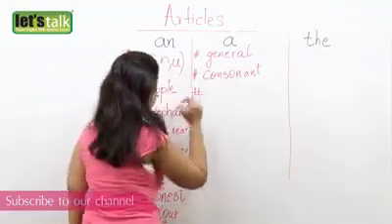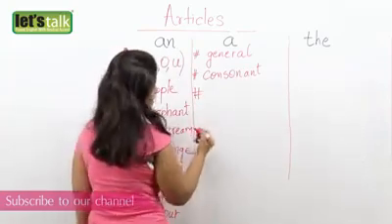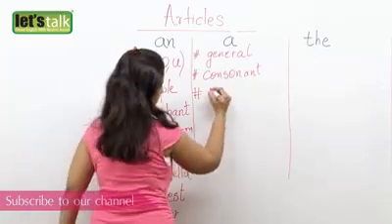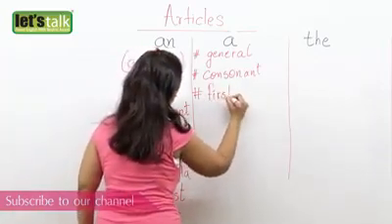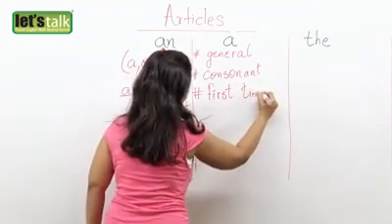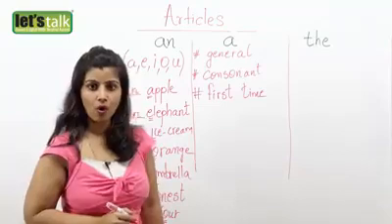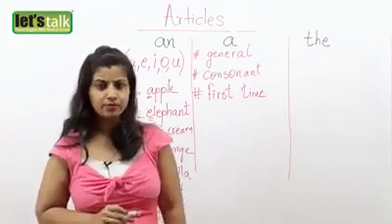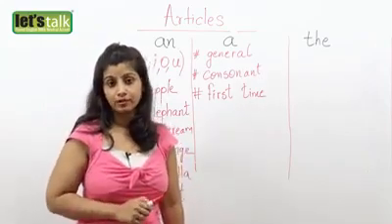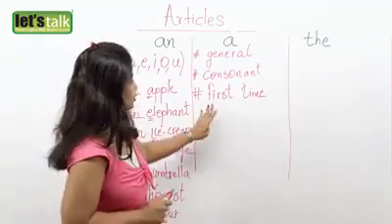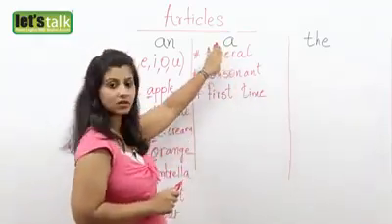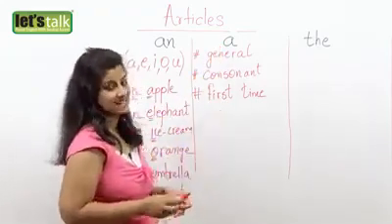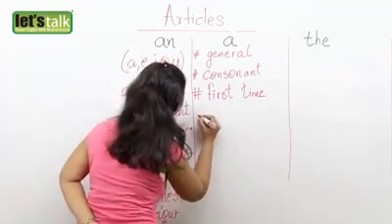The third important point for you to remember about A is when you are talking about something for the first time. I saw a beautiful tree. So you haven't mentioned this tree to me before. So obviously you are talking about it to me for the first time. So I'm going to place my article a in my sentence whenever I'm talking about something for the first time. Let's take this as an example.